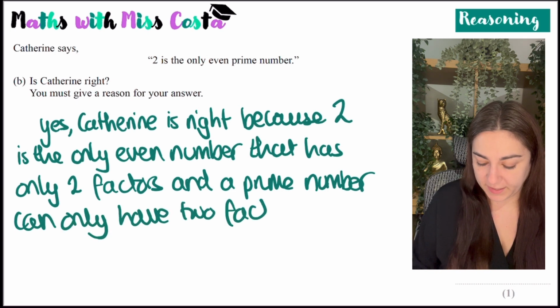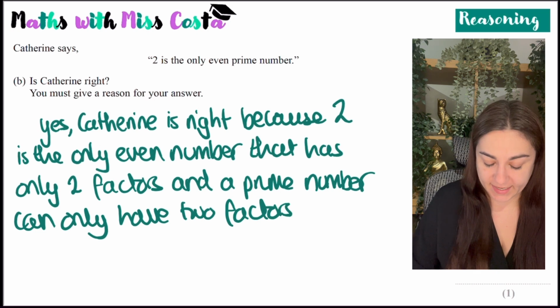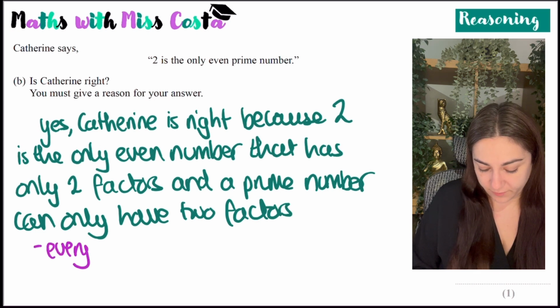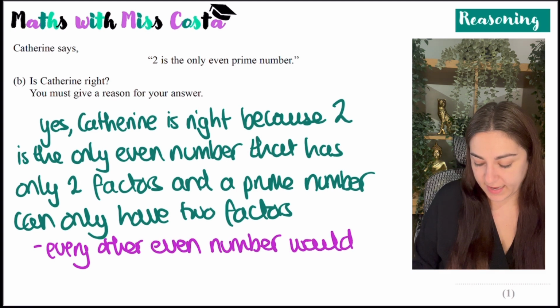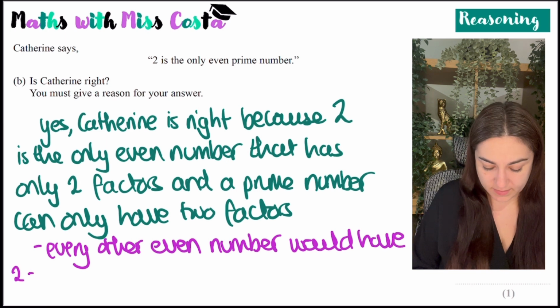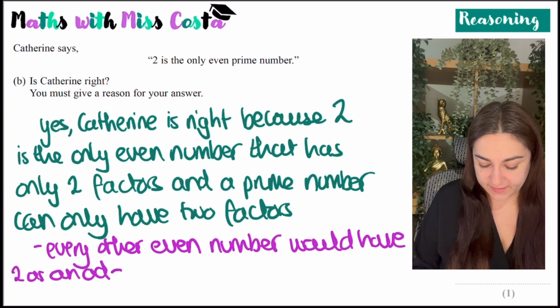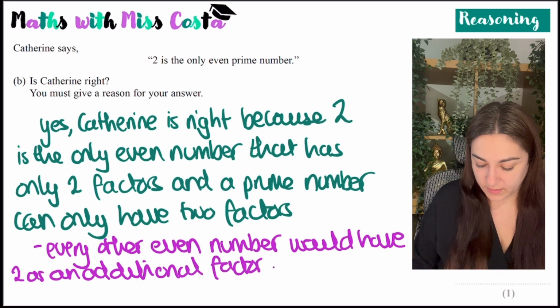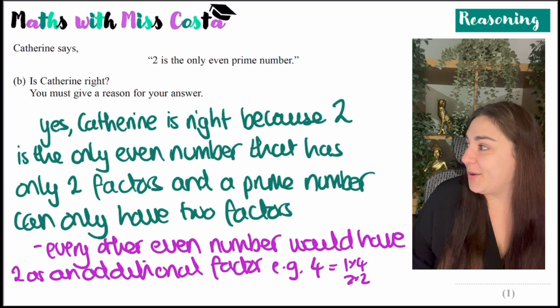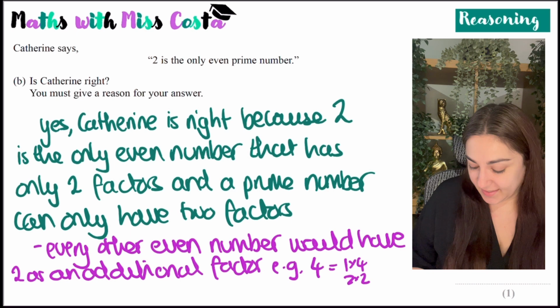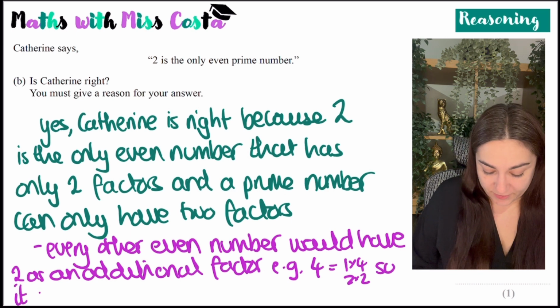If you wanted to explain it in a little bit more depth, you could say every other even number would have 2 as an additional factor, e.g. 4 is 1 times 4, 2 times 2. So it could not be prime.